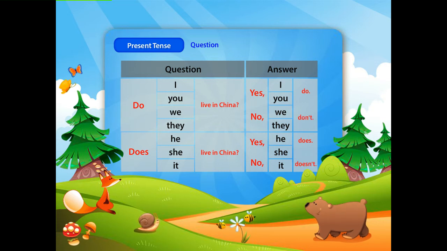For negative answers, say, no, subject plus don't or doesn't. Let's review today's lesson.